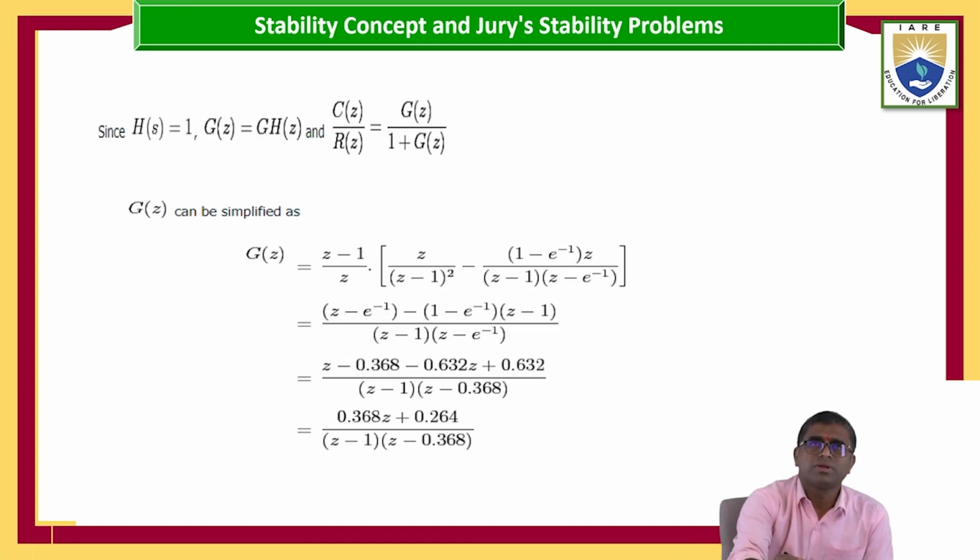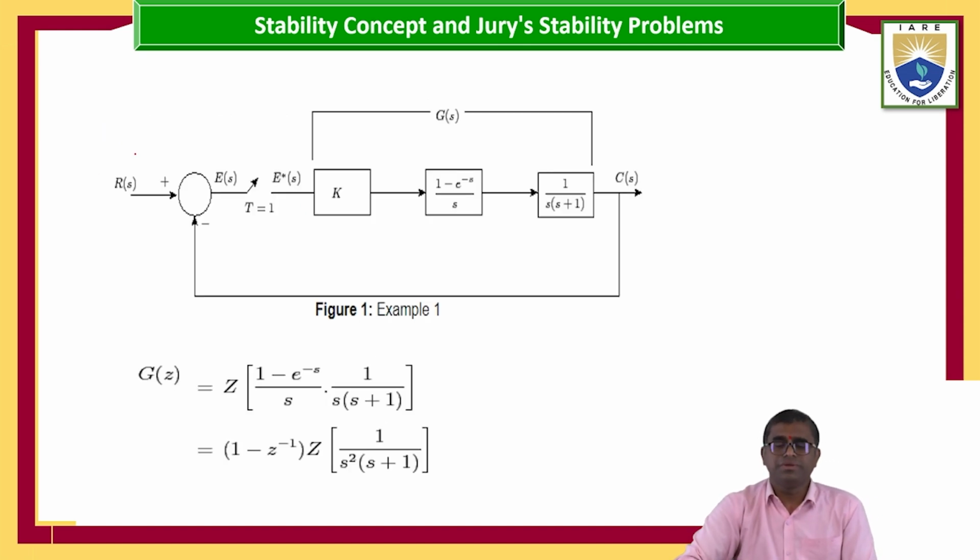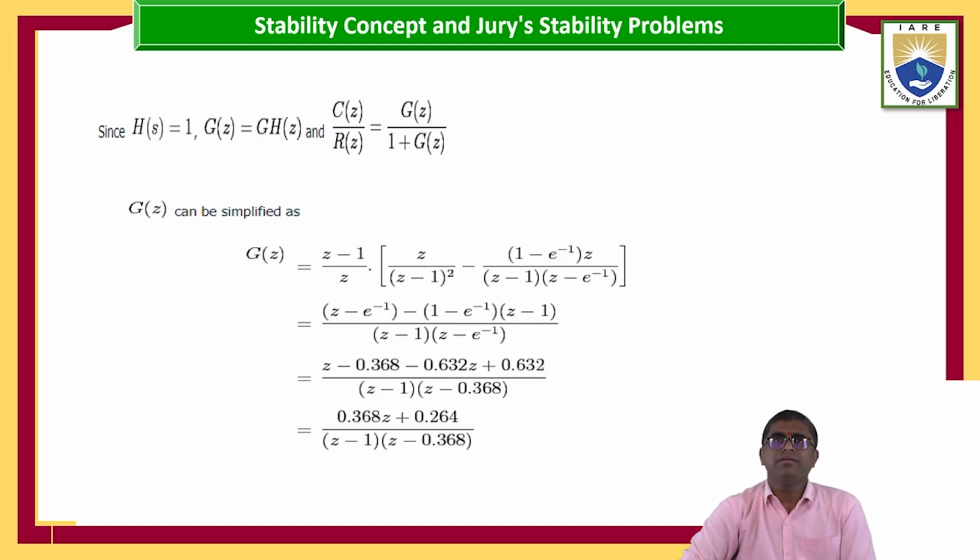So here they given as, since H of s is 1, it is unity feedback. And G of z equal to G into G of z, and the transfer function is nothing but C of z by R of z equal to G of z by 1 plus G of z.